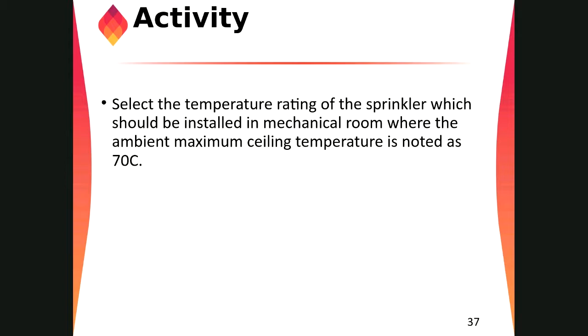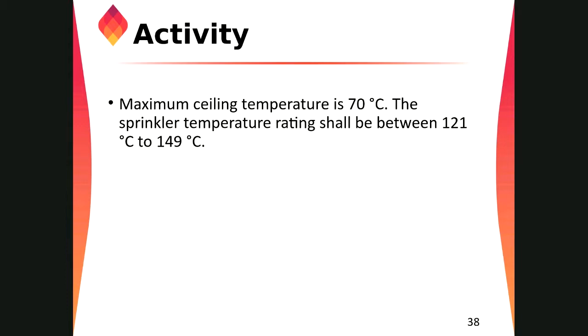So if the temperature inside the room is 70 degrees Celsius, the ceiling temperature, and we have to install a sprinkler system in that room, what should be the rating of those sprinkler bulbs? It should be between 120 to 149 degrees Celsius based on the temperature. Normally they select 79 degrees Celsius for the mechanical room.